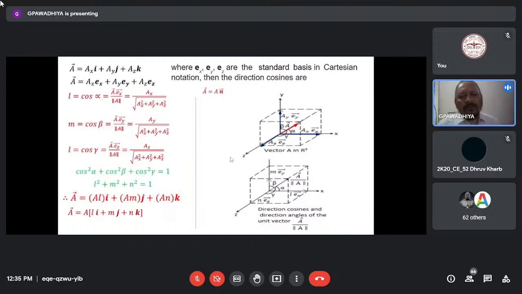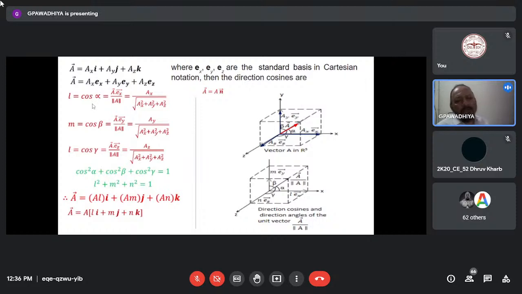Here, suppose this vector A is defined in this box as a 3D vector. Its vector component on the x-axis is Ax Ex, on the y-axis is Ay Ey, and on the z-axis is Az Ez, as drawn. So Ax, Ay, Az are the magnitudes. Now we define the angle between vector A and the x-axis as alpha, between the y-axis and the A vector as beta, and with respect to the z-axis, the inclination of the vector is gamma.